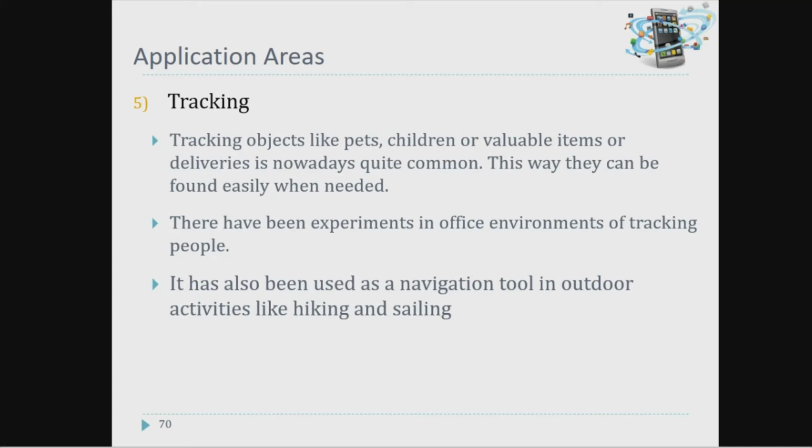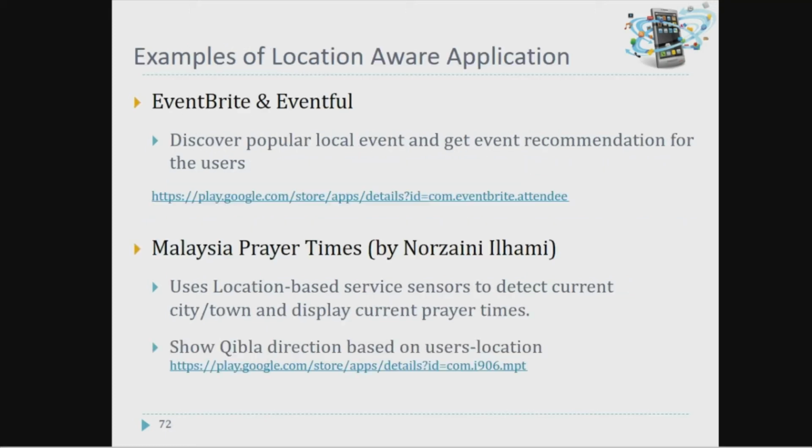So that's where we can apply location awareness to the mobile application that we want to develop. Okay, examples of location awareness applications that are already developed. We have Eventbrite. This one discovers popular local events and gets event recommendations for the users. So when the user enters a certain location, they can identify the popular events and recommendations at that place. Okay. The next one is Malaysia Prayer Times.